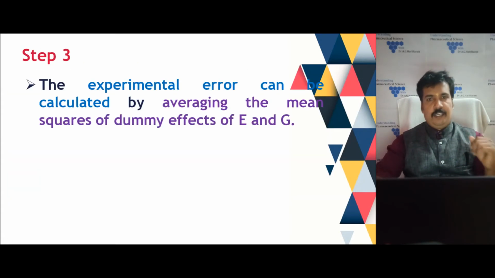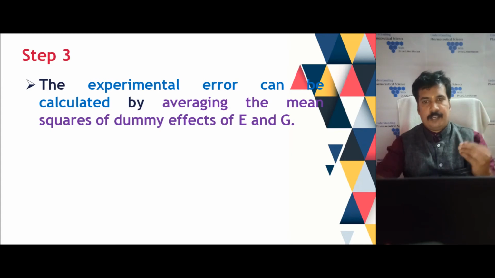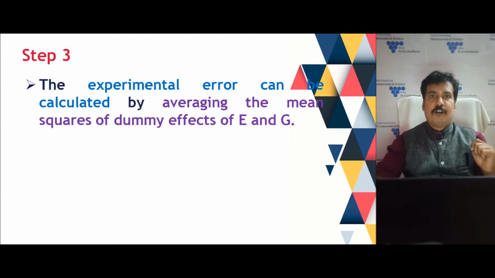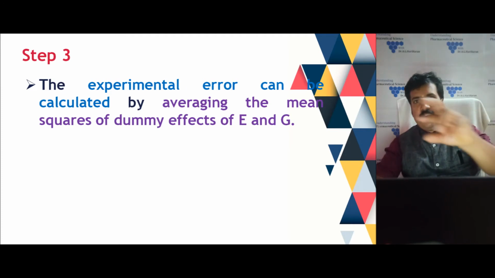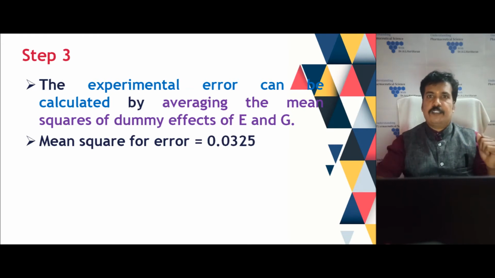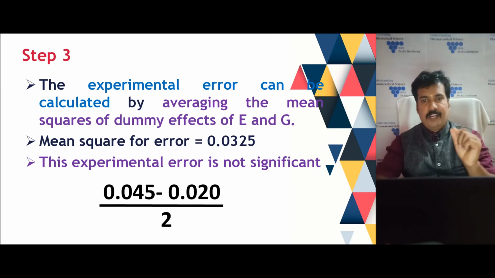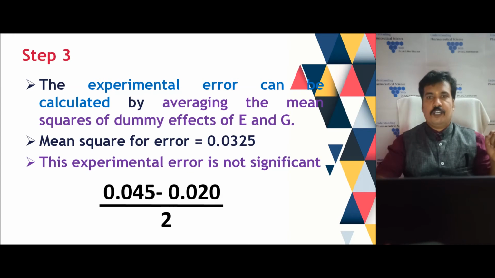In step 3, the small experimental error that has occurred, because of E and G, should be removed out. For that, the mean square of E and G should be averaged out. It gives a value of 0.0325. How did we get it? I have shown it in this calculation. The mean square of E is 0.045 and the mean square of G is 0.020. So we add them, divide by 2, and we got 0.0325.